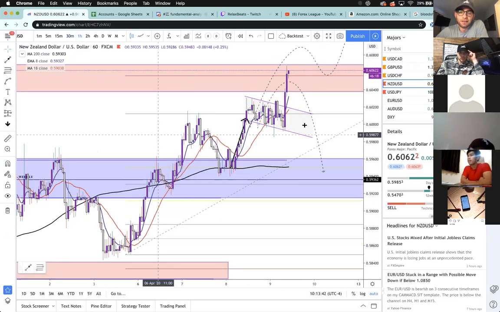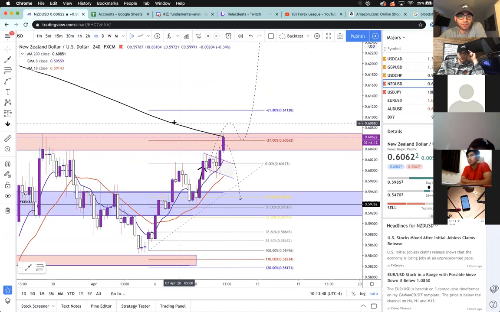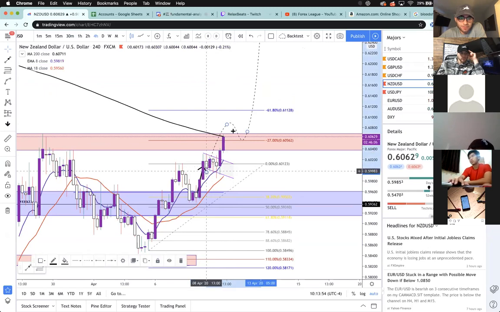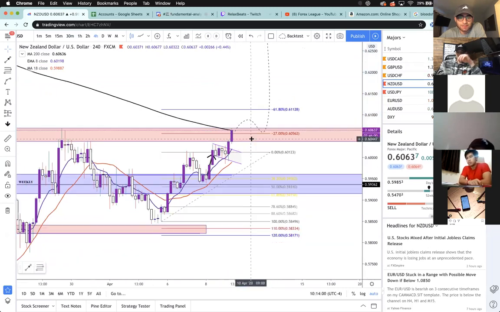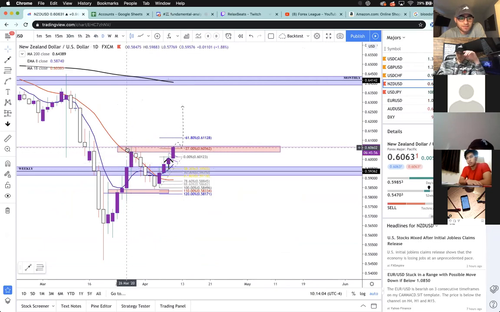So now that we're up in this area, though, what I'm looking at, I'm not going to just long now. Look at this 200-day moving average. We've got to break above here. We have to break above the average of the last 200 days, and we have to retest this level. What is this red zone for you guys? All this is on the daily. This is a resistance level.